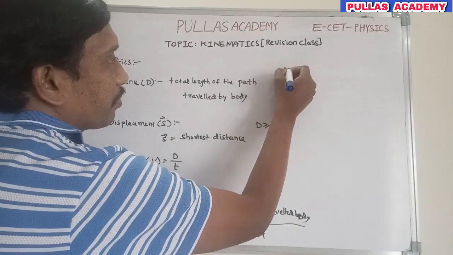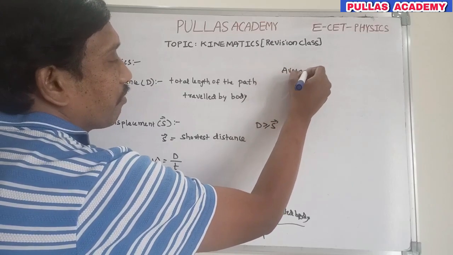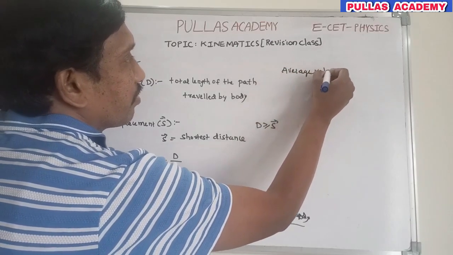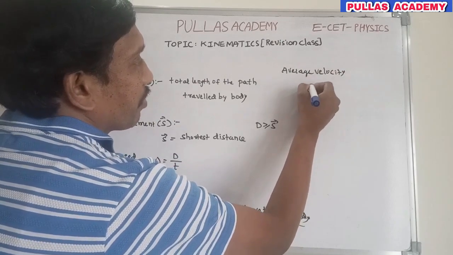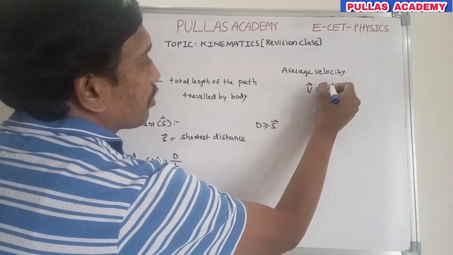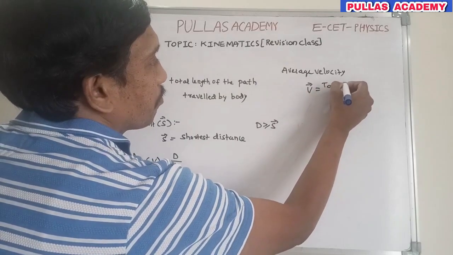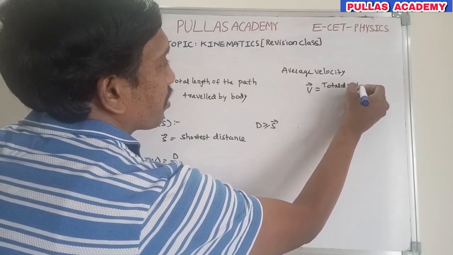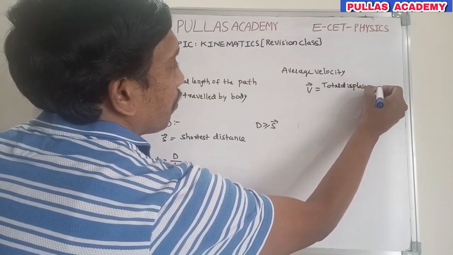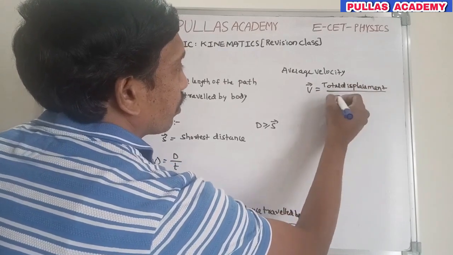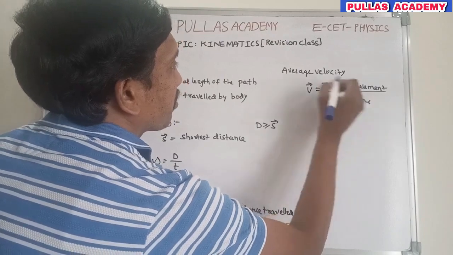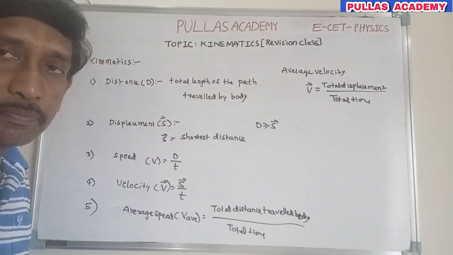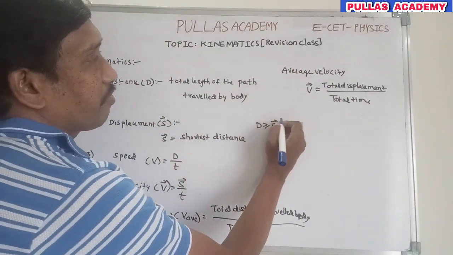What is average velocity? Average velocity v bar is equal to total displacement by total time. Just the simple definition is total displacement by total time. So this expression stands for average velocity. Clear?